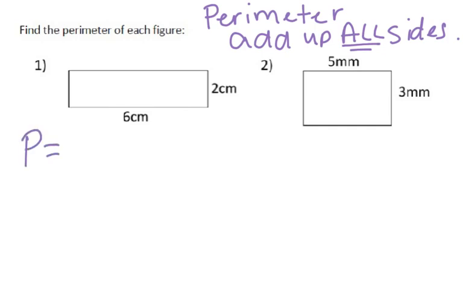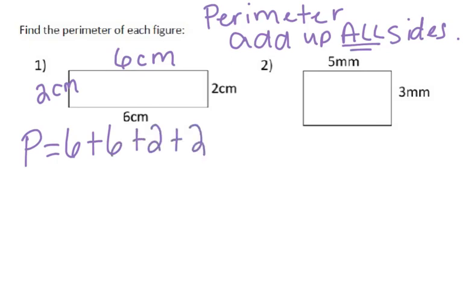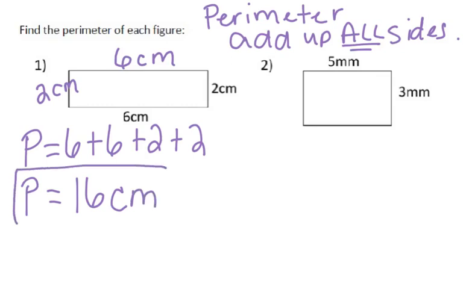So the perimeter of number 1, if we look at this, this is a rectangle. In a rectangle, opposite sides are congruent. So this side will be 6 centimeters and this side will be 2 centimeters. So we're just going to add up 6 plus 6 plus 2 plus 2. So our perimeter of this rectangle is 6 plus 6, which is 12, plus 2 is 14, plus 2 is 16. And then we always want to make sure we include our units. So the perimeter of number 1 is 16 centimeters.